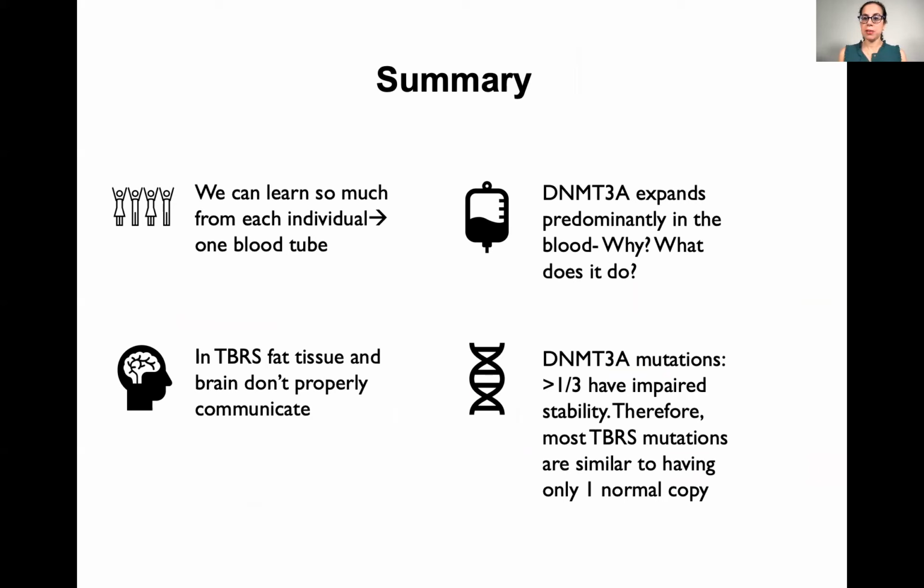I've shown you that in TBRS, there is a miscommunication between the brain and the fat tissue that leads to weight gain and overeating. And I showed you that by studying a mosaic individual, we found that DNMT3A mutations take over the blood system. So it's really important in the blood, but why and how is something that we still don't know. And then I've also shown you that about a third of the DNMT3A mutations we investigated affect the protein in a way that the DNMT3A mutant protein is degraded or disappears from the cells, leaving the cells with only one copy.